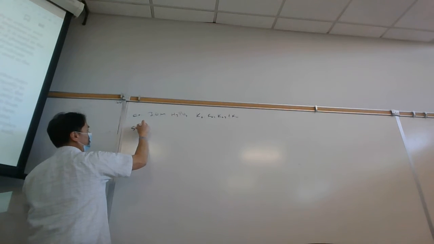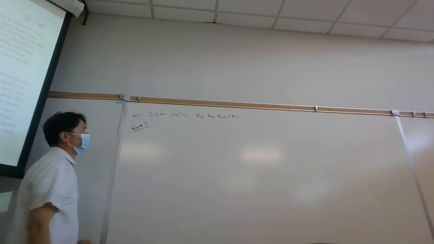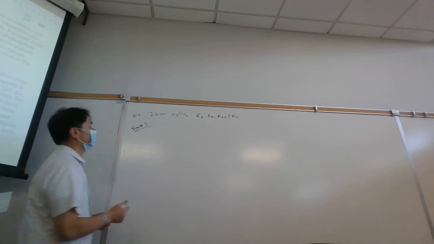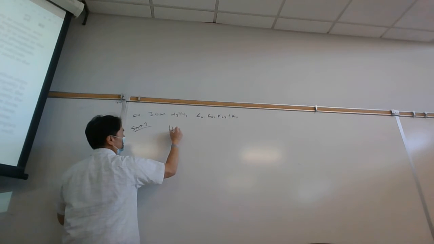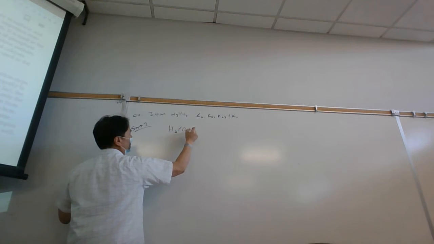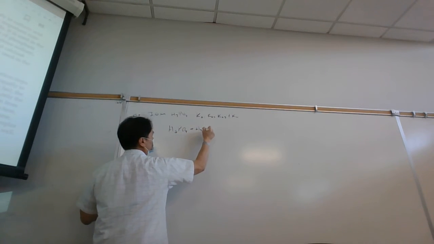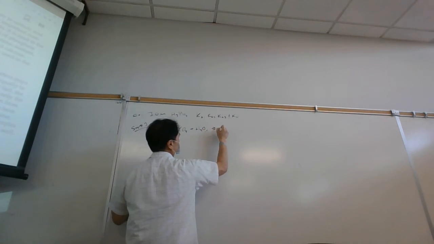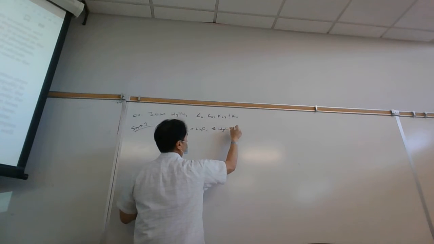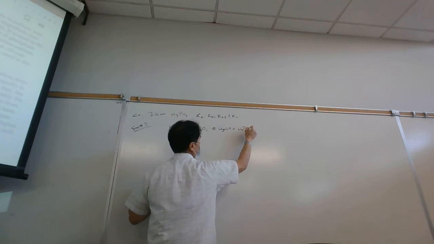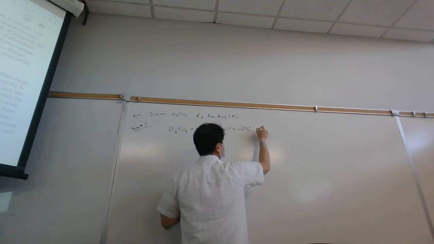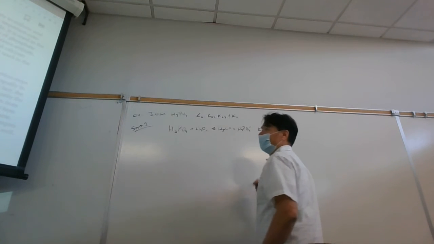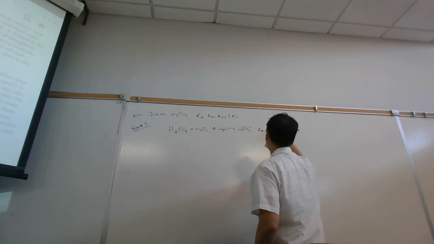Step 1, we take the biggest K value, which would be Ka1. The biggest K, we start off with the biggest K, H3PO4 plus water. It's going to yield hydronium plus dihydrogen phosphate. We have a Ka1 value of 7.1 times 10 minus 3.